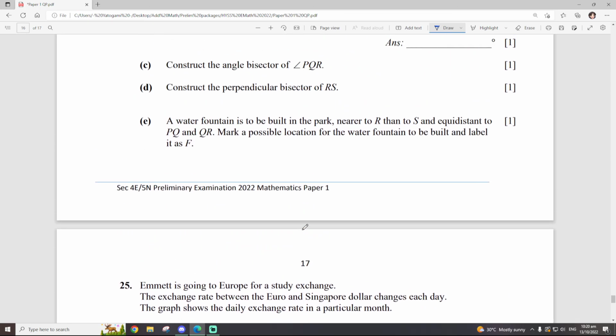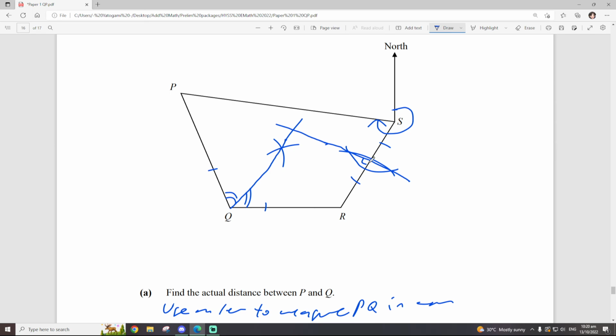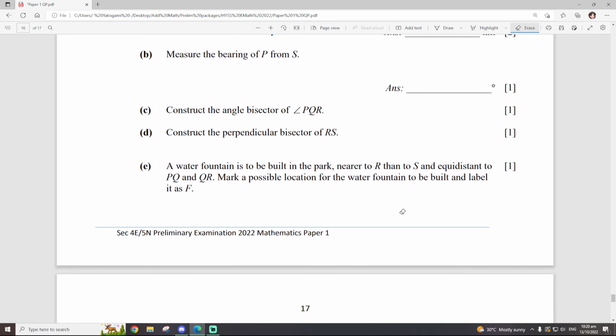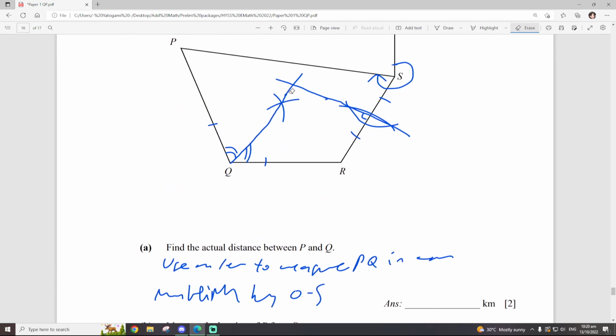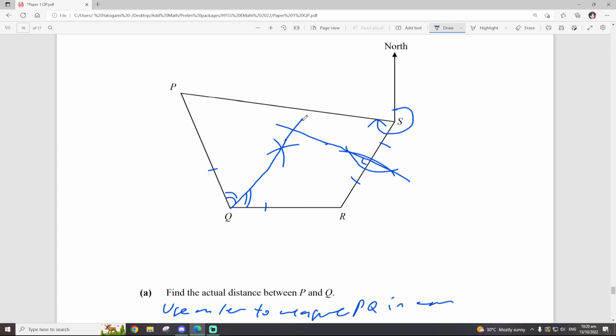A water fountain is to be built in the park, nearer to R than to S and equidistant to PQ and QR. Okay, so nearer to R means that it must lie on this side of the bisector, and equidistant from PQ and QR means that it must lie on the angle bisector. So it's anywhere on this line basically that is before the intersection. It's anywhere before this point. So I'll just put this point now. Okay.